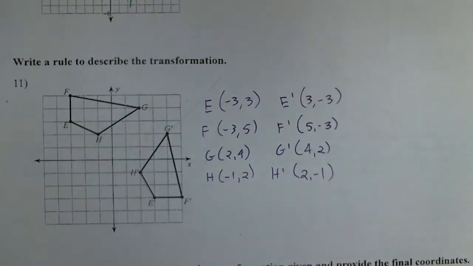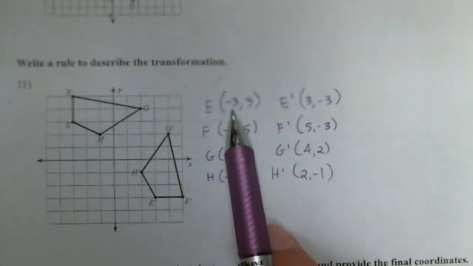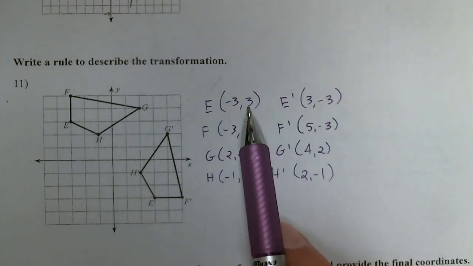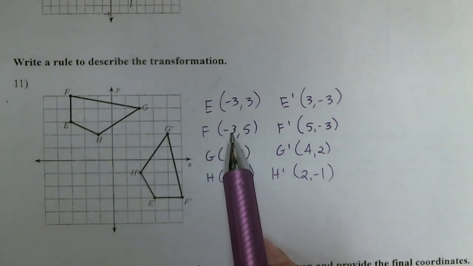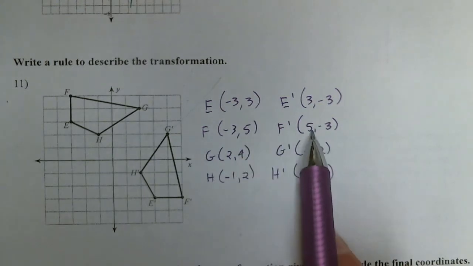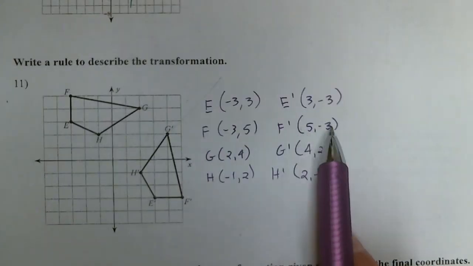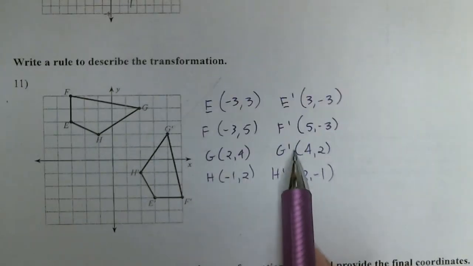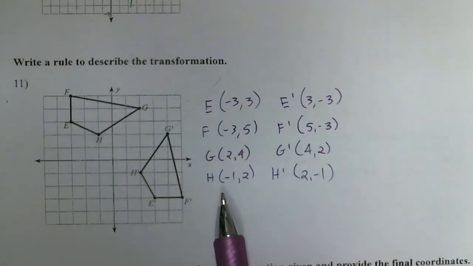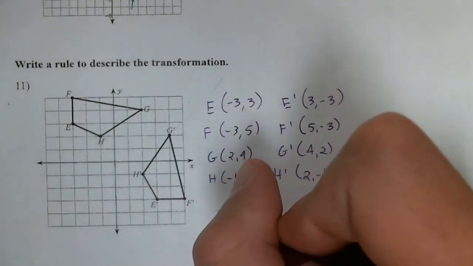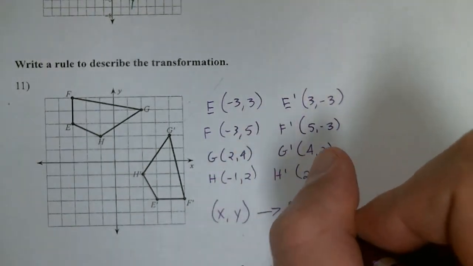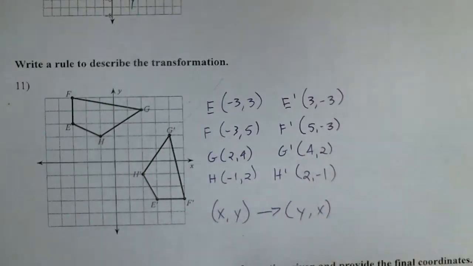Now let's step back and let's look at what they did here. Okay, that flipped, that flipped. -3 here, -3 here, 5 here, 5 here. So in this one they switched the X and the Y. This one they switched the X and the Y. In this one they switched the X and the Y. So basically what we did here, guys, is we took an X and a Y and it became Y and X.